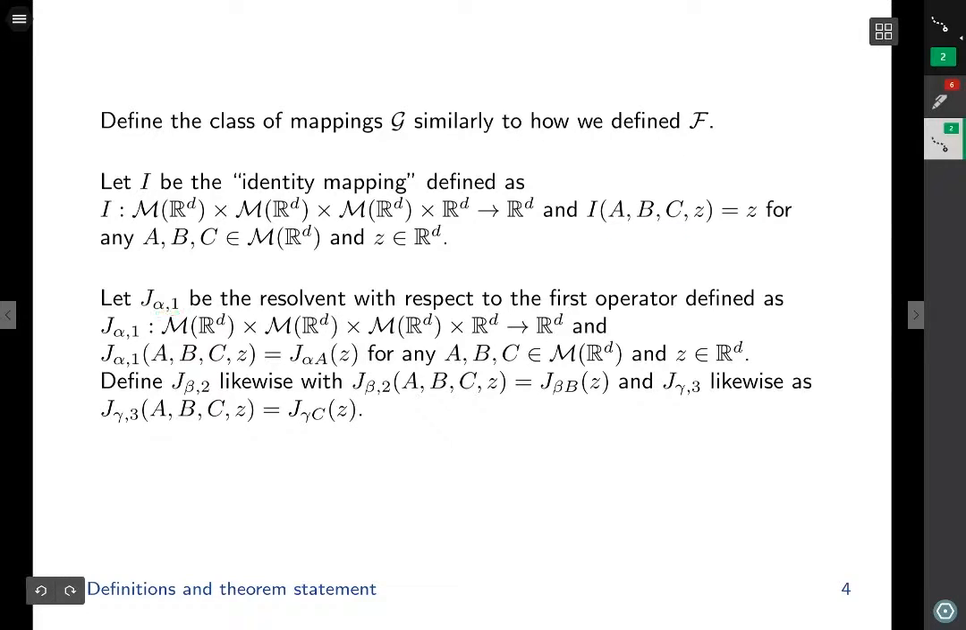Let J alpha 1 be the resolvent with respect to the first operator. Formally, J alpha 1 is defined as a mapping that takes in an operator and a vector, and outputs a vector. The action of J alpha 1 is to ignore the operators B and C and output the resolvent with respect to A. We define J beta 2 likewise as a resolvent evaluation with respect to the second operator. Define J gamma 3 likewise as the resolvent evaluation with respect to the third operator.